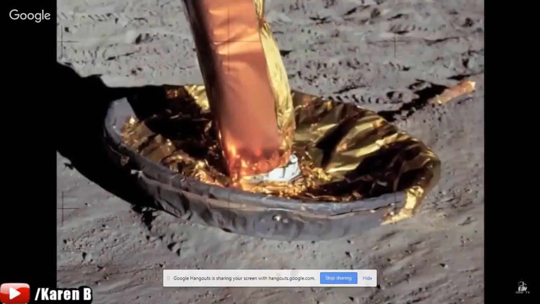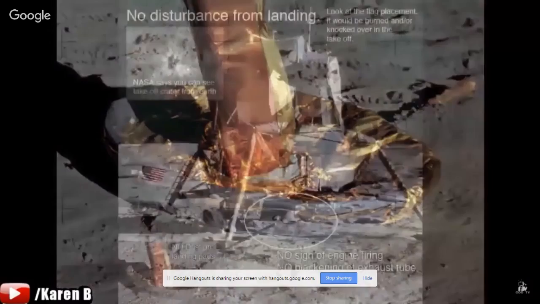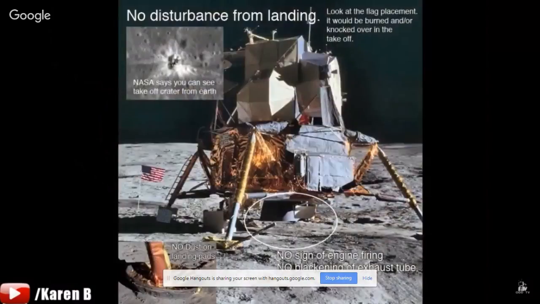I mean, it has a 10,000 pound thrust engine, and it didn't disturb any of the dust on the moon. This is a picture that I put together of various elements from the Moonlander and the moon landing, and you can take a look at the lander itself. Very cheap looking, very thrown together. It looks like it cannot withstand going through a vacuum of space. It looks like it would just fall apart. You can see in the upper left, there's the blast crater that NASA says you can see from Earth, yet below the Moonlander, there is absolutely zero disturbance from it actually landing on the moon. No dust has been disturbed at all.